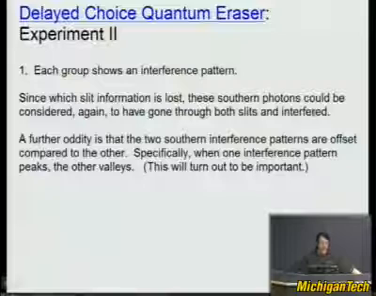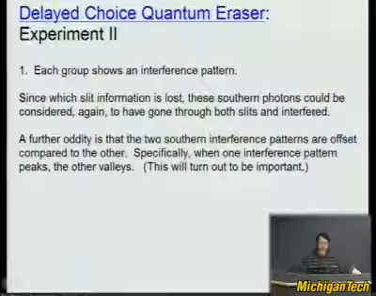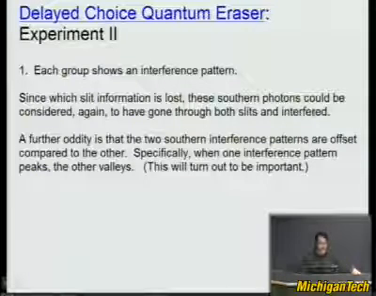And the answer is, each group shows an interference pattern. So in the southern experiment, when you erase the which-path information for those two groups of photons, and there were two groups that didn't have their which-slit information erased, these, without slit information, they again go through both paths, and you get two interference patterns.